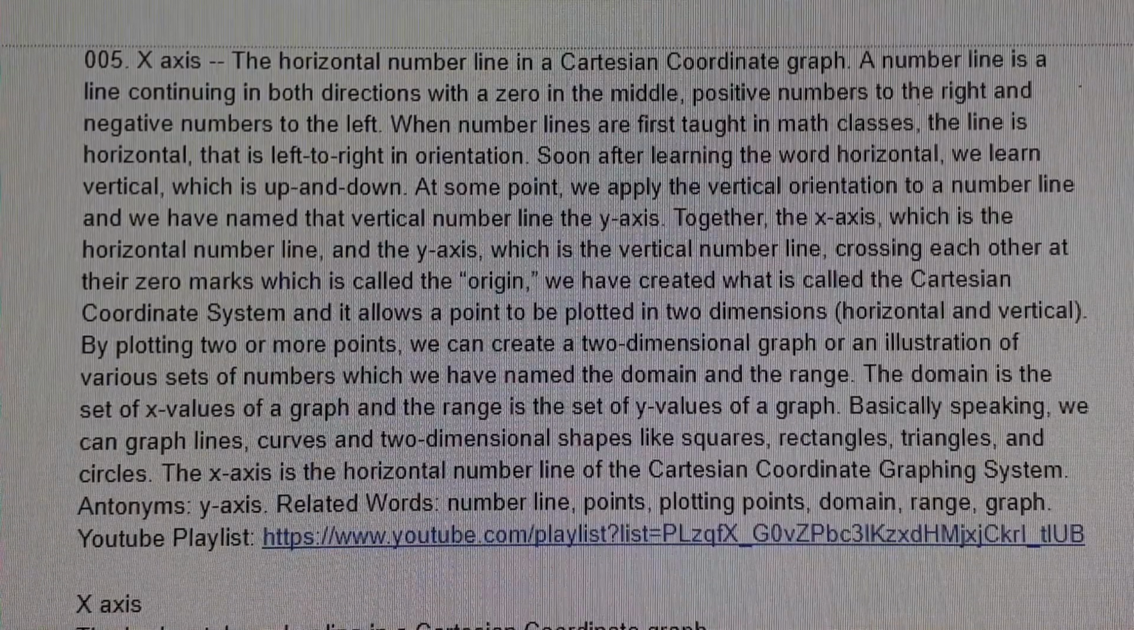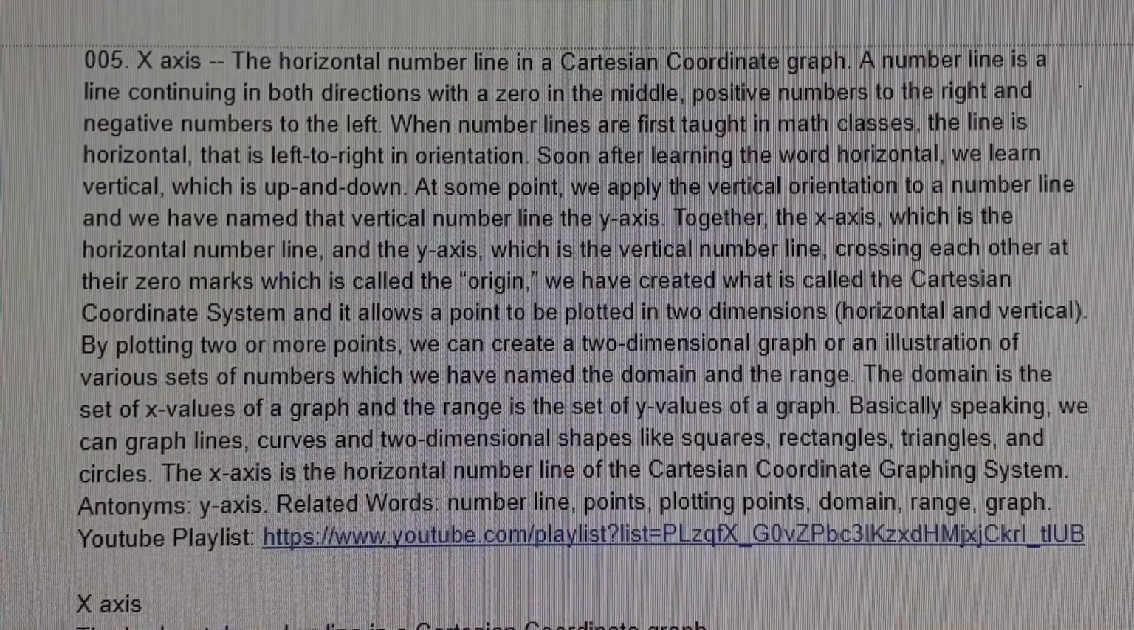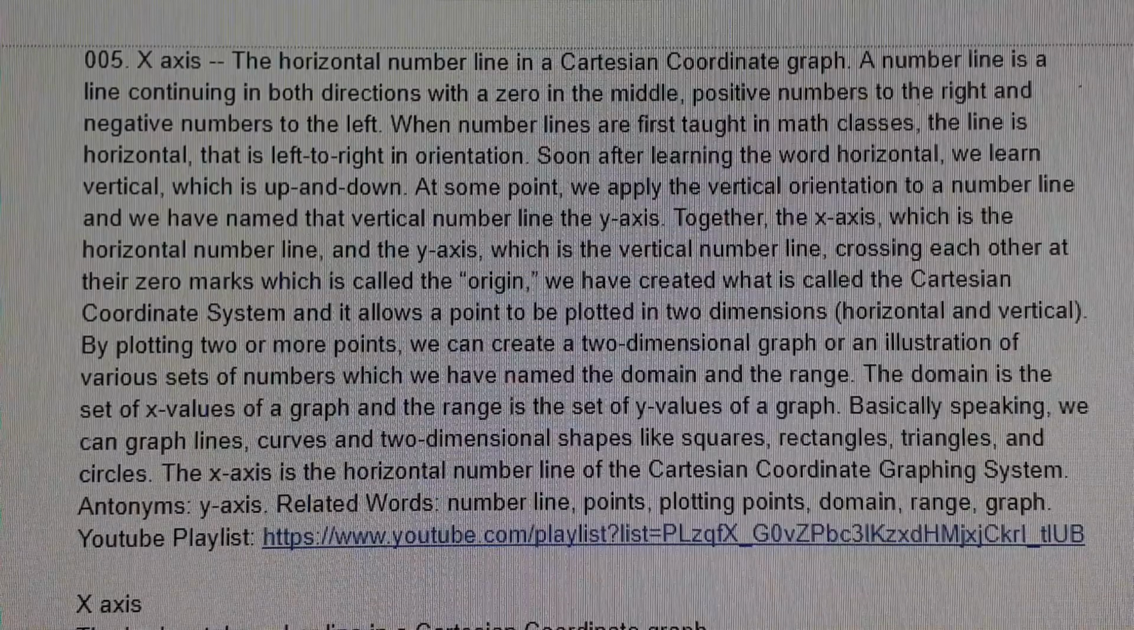X-axis, the horizontal number line in a Cartesian coordinate graph. A number line is a line continuing in both directions with a zero in the middle, positive numbers to the right and negative numbers to the left. When number lines are first taught in math classes, the line is horizontal, that is, left to right in orientation.